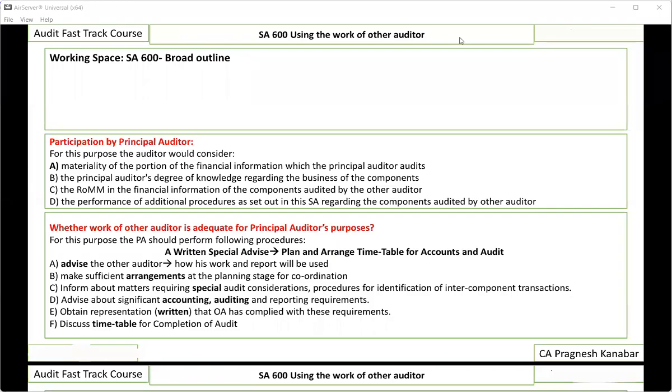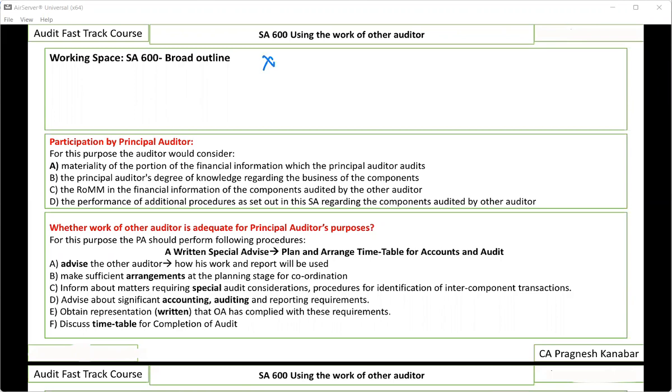All right, students, this is a very short revision video on SA 600, using the work of another auditor. When I talk about using the work of another auditor, you need to act like a parent auditor, as if you are the auditor of the company and there is a branch auditor who is another auditor. Or you are the auditor of the holding company and there is another auditor of a subsidiary company with whom you have to coordinate. So, just a little broad working.